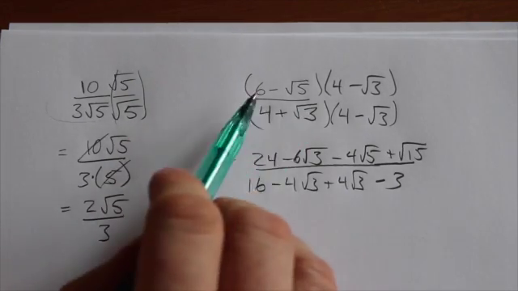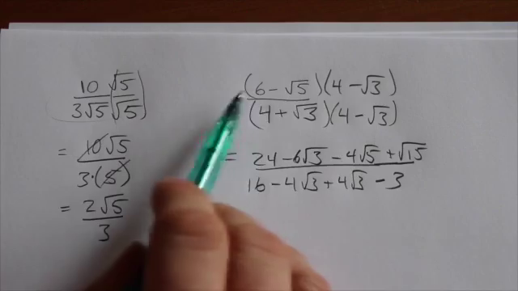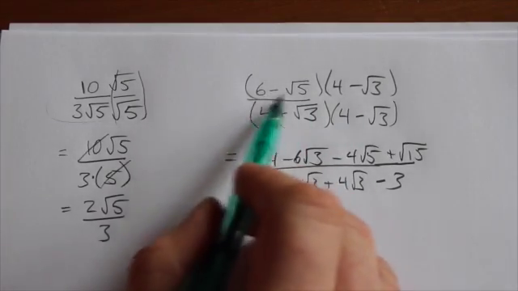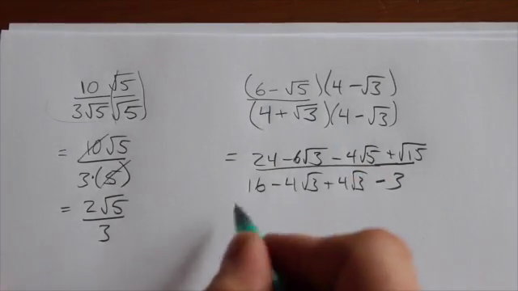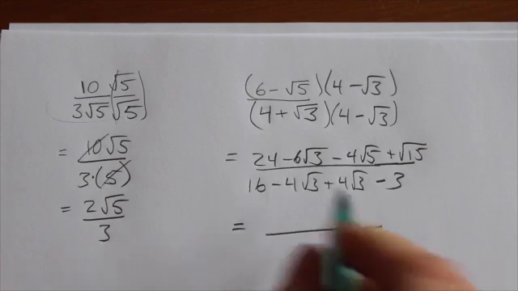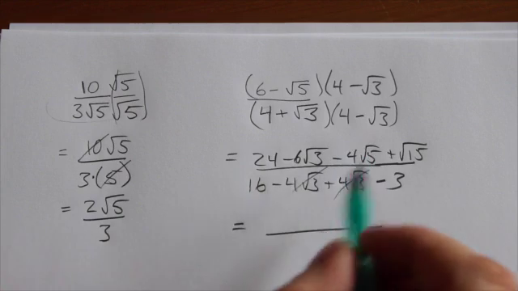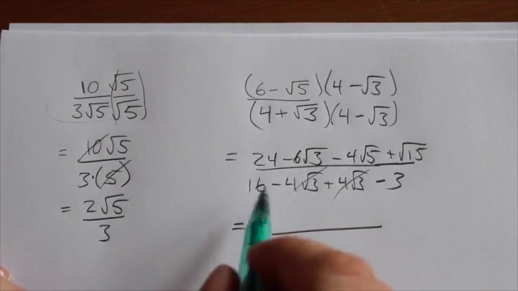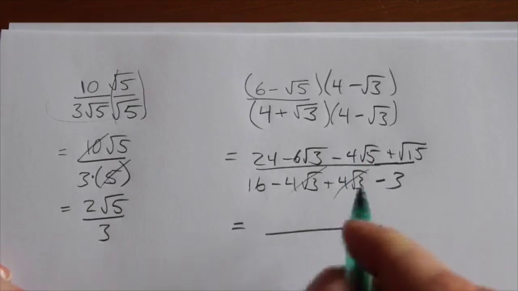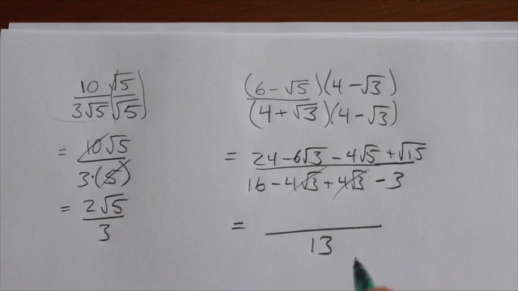So that's just distributing each term in this binomial to each term in this binomial. And now down here I just collect like terms. Now in the denominator, because I used the binomial conjugate, the two middle terms are going to cancel. And I'm just going to be left with 16 minus 3, or 13 in the denominator.